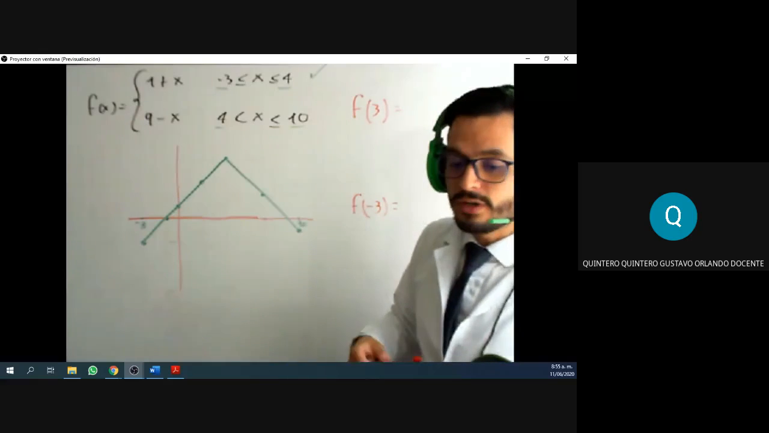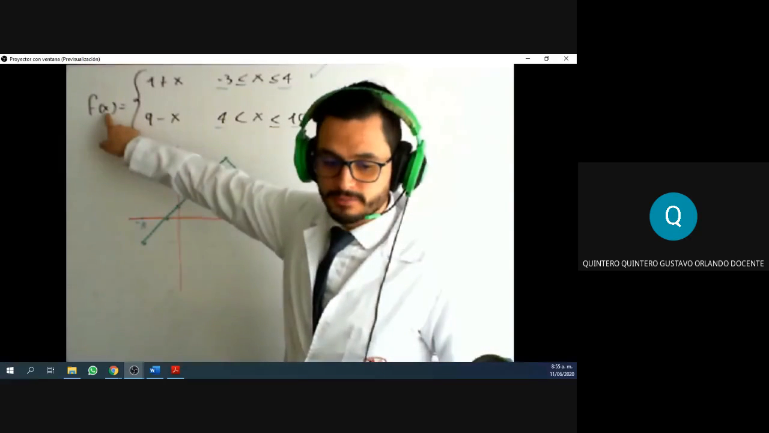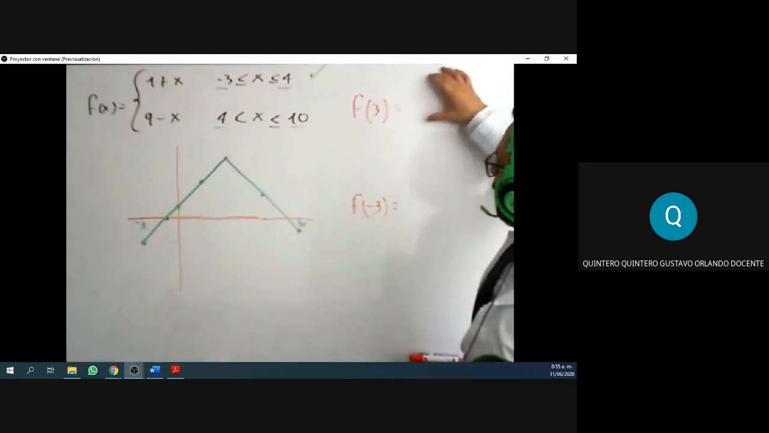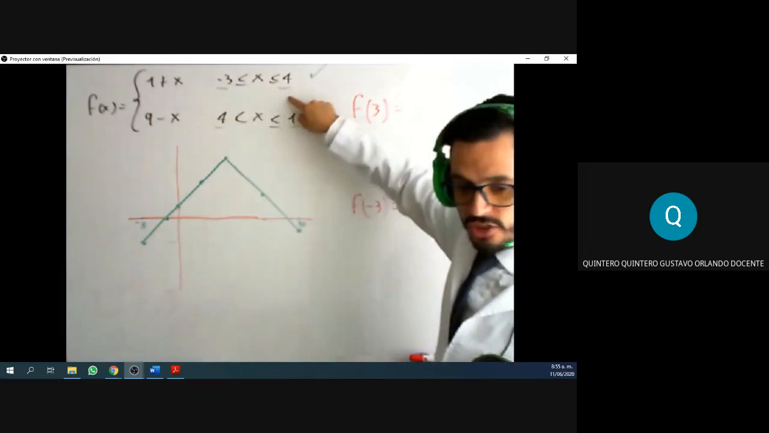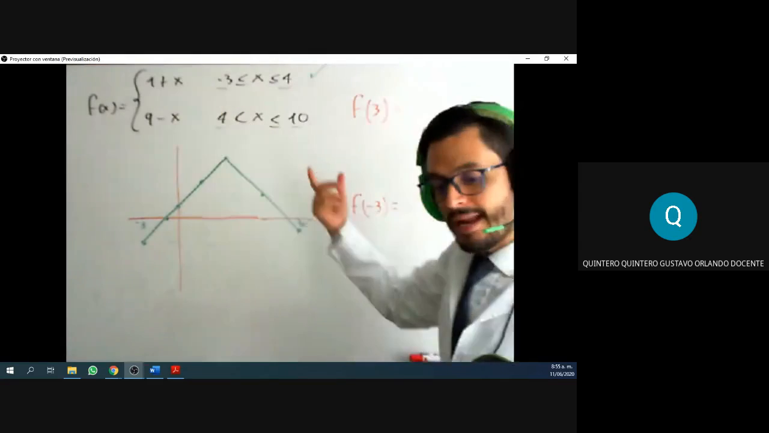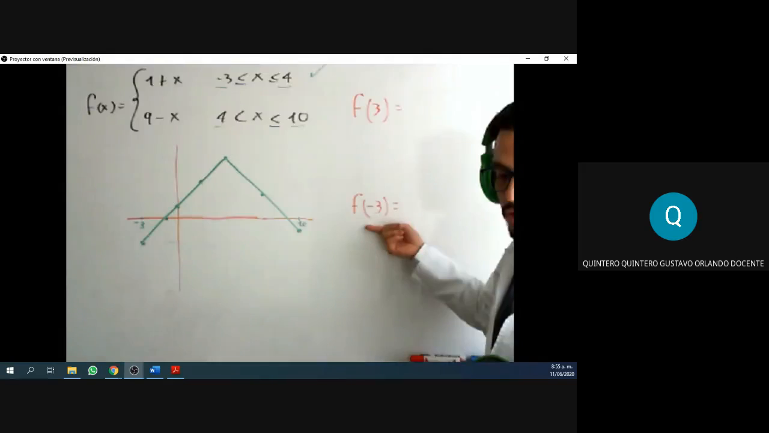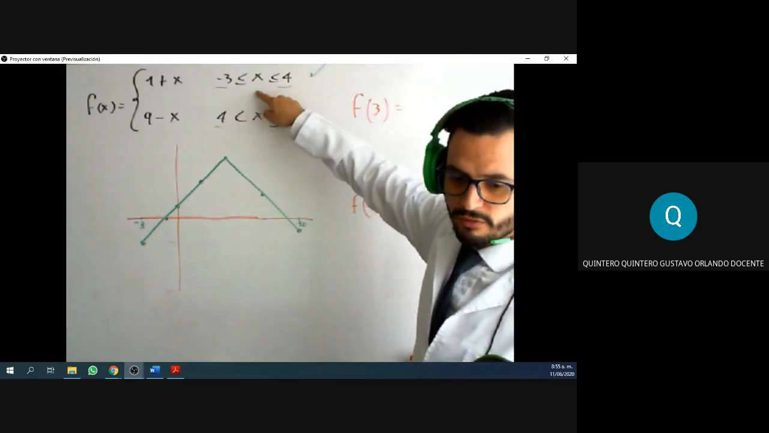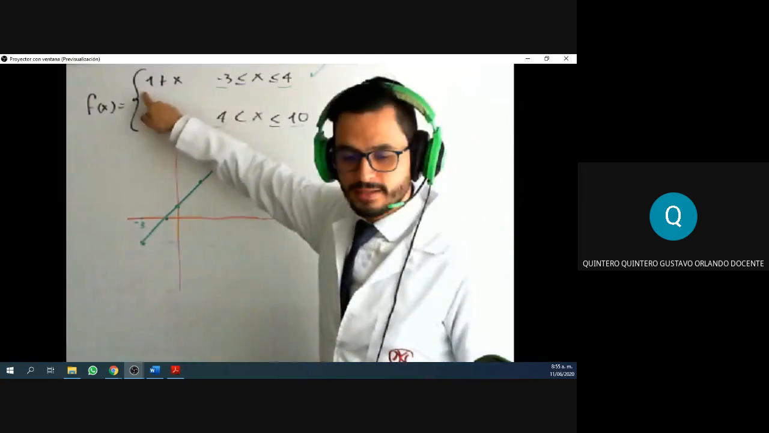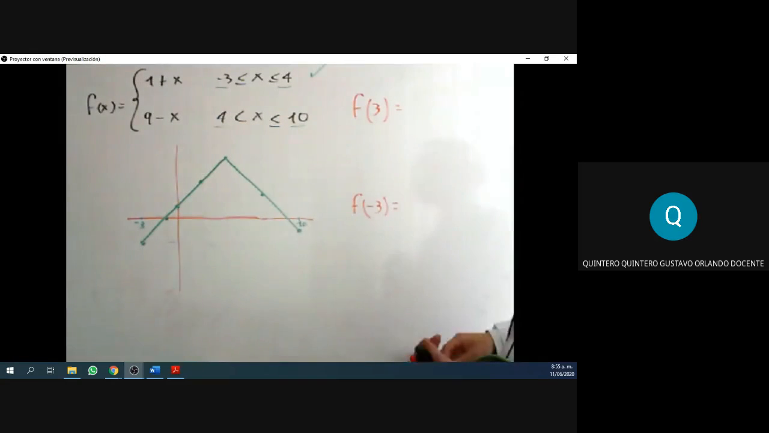All we have to do is replace the value of x in the appropriate function. For this case, since the value of 3 belongs to this range, we are going to replace it in this piece of the function. And -3 belongs to, again, the same range, this one over here. So we are also going to replace it in the first piece of the function. That's it. So let's do that process.